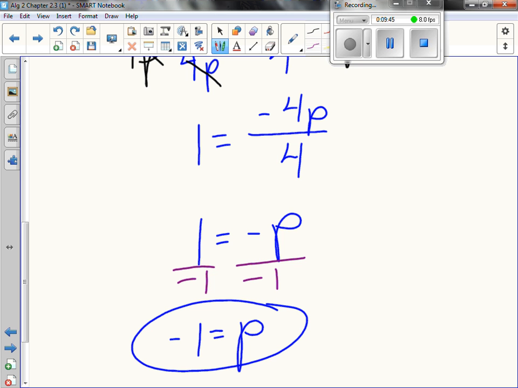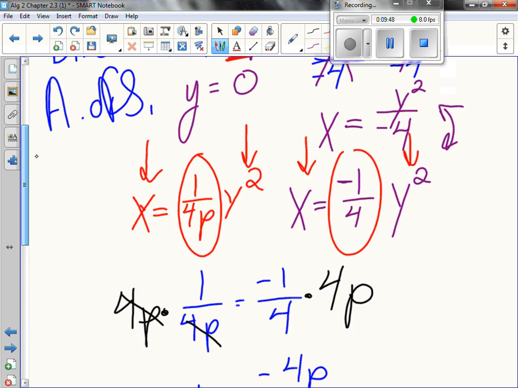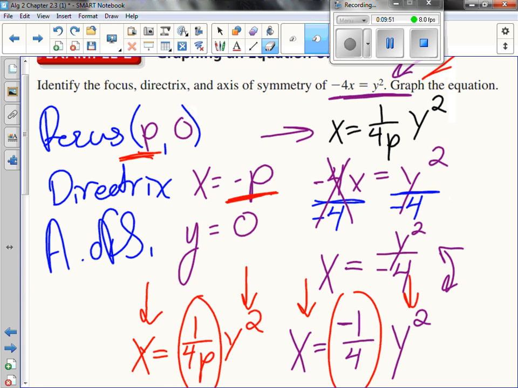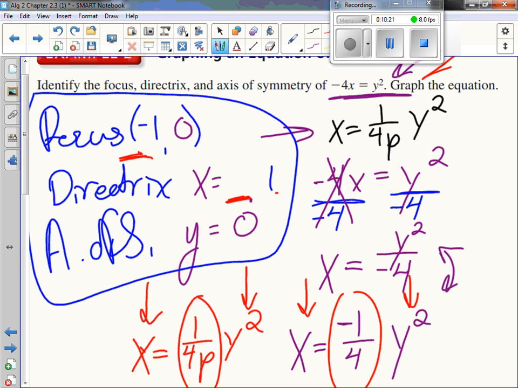And now that we have the value of p, we can come back up here. Because we have p is negative 1, our focus is negative 1, 0, because that's the value of p. We plug it back in. Now the directrix is x equals negative p. So x is equal to negative, negative 1. Well, a negative and negative make a positive, so the directrix is x equals 1. And that's it. That's all we have to do here.